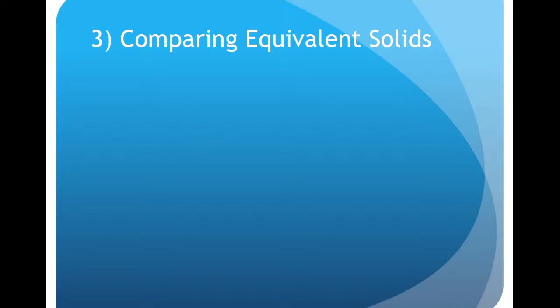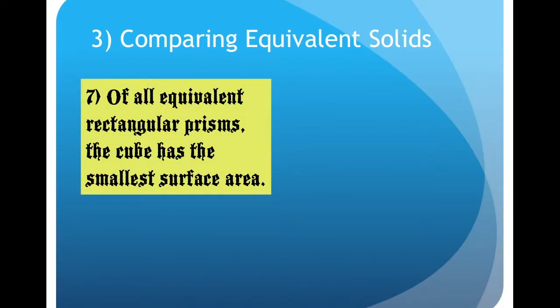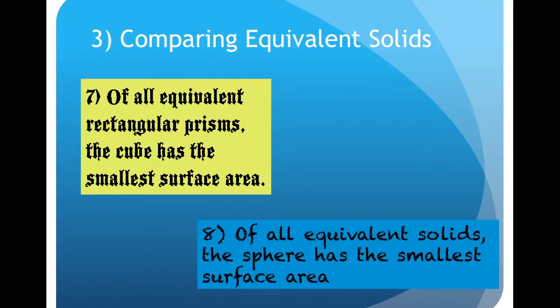Lastly, we're going to compare equivalent solids. Of all equivalent, meaning same volume, rectangular prisms, the cube has the smallest surface area. And of all equivalent solids, so remember, same volume, the sphere has the smallest surface area.